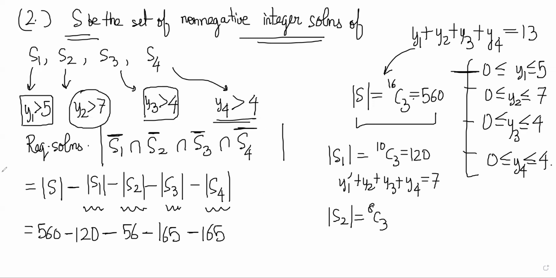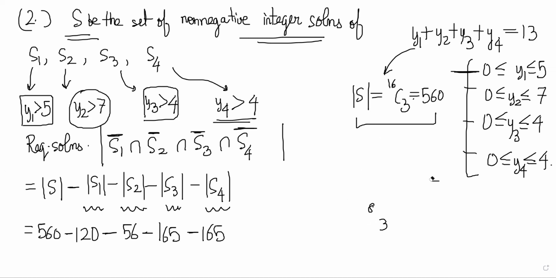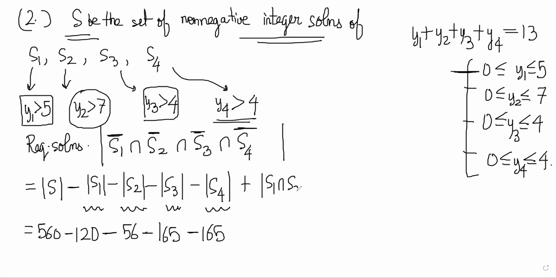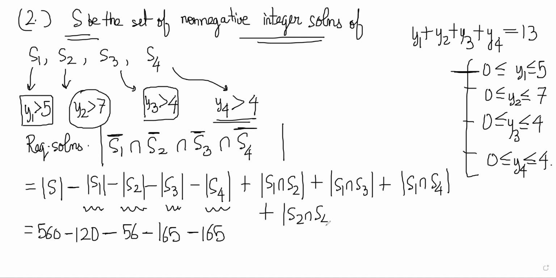But we are not done. We have some way to go yet. We have to now add the cases where two of these things are happening at the same time, right? We will say here plus S1 intersection S2 plus S1 intersection S3 plus S1 intersection S4 plus S2 intersection S4 plus S2 intersection S3 and finally plus S3 intersection S4. So we have to count these cases now.